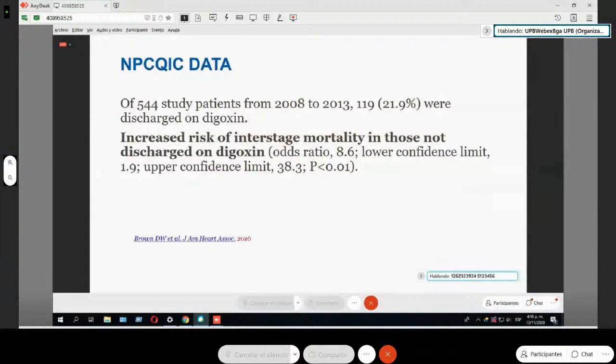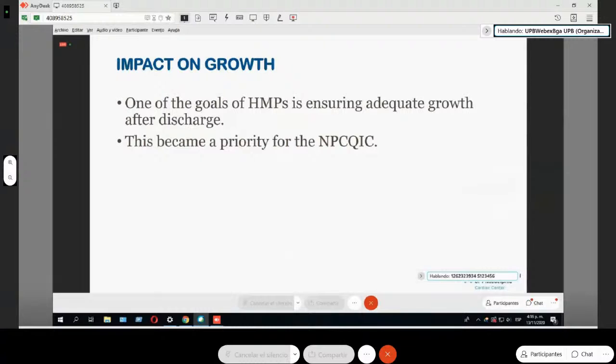Esta es una cohorte más grande. Encontraron de nuevo un riesgo incrementado de mortalidad interestadio en los pacientes que no fueron dados de alta con digoxina. Es decir, esta medicación ha estado en el mercado por 100 años y es uno de los medicamentos más antiguos. ¿Quién diría que eso iba a ser protector para estos bebés?